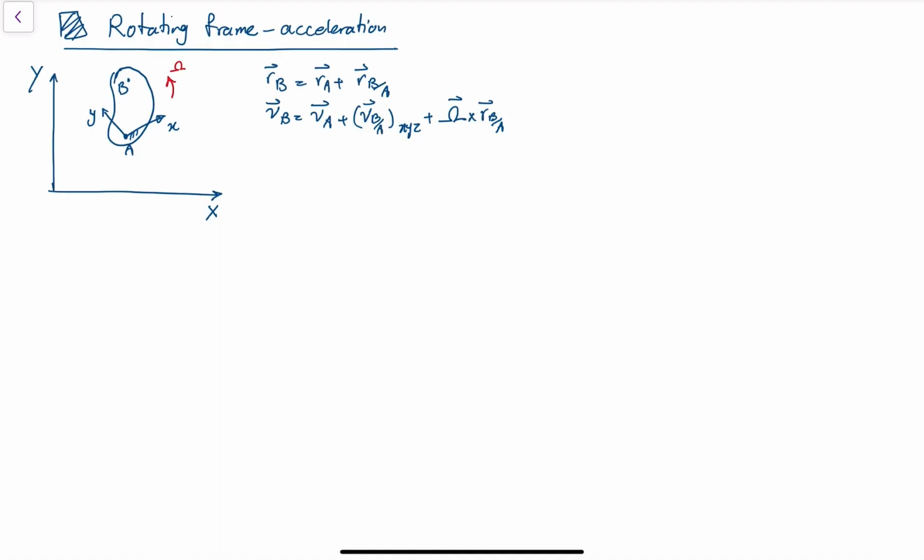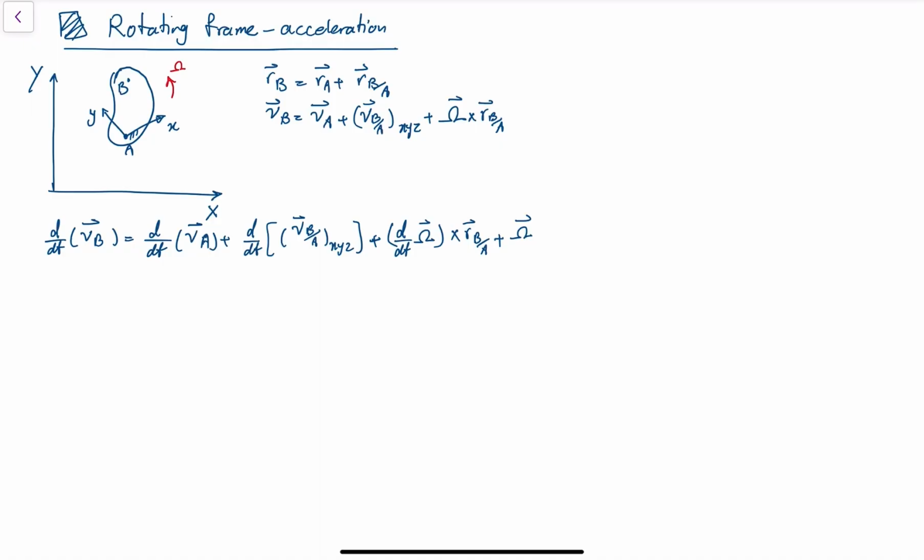Now the last bit here is the acceleration. I can take the derivative of the velocity equation. d over dt of V of B is d over dt of the velocity of A, plus d over dt of this term, V of B relative to A xyz, plus, and the last one is d over dt of omega cross R, plus omega cross d over dt of R.